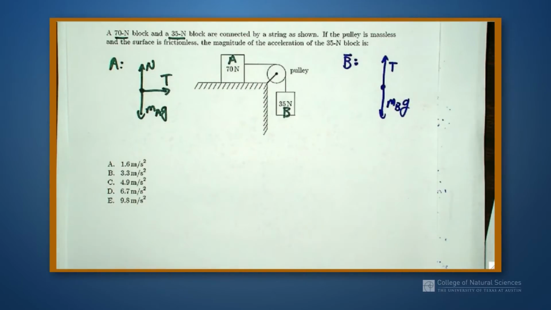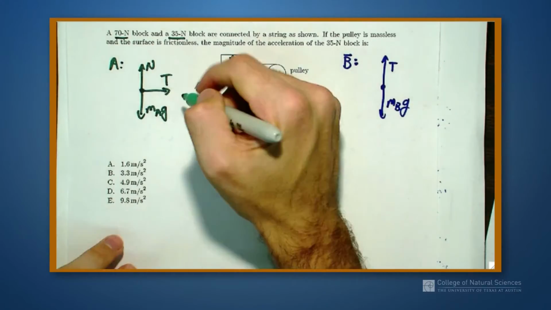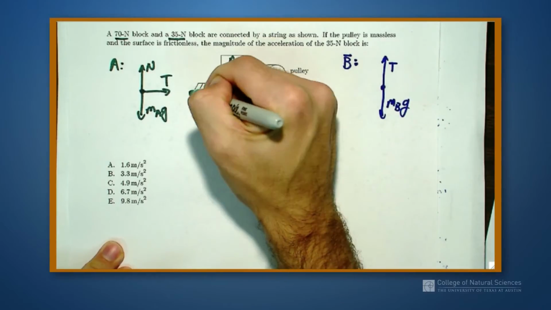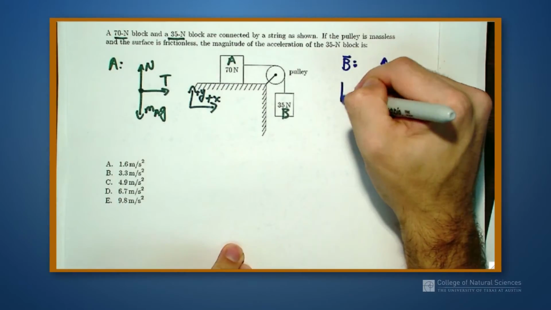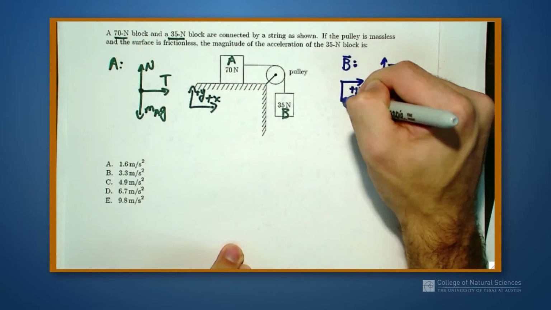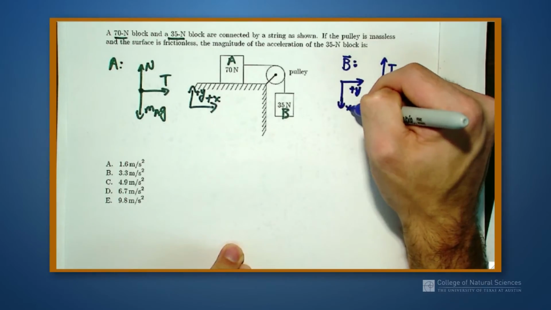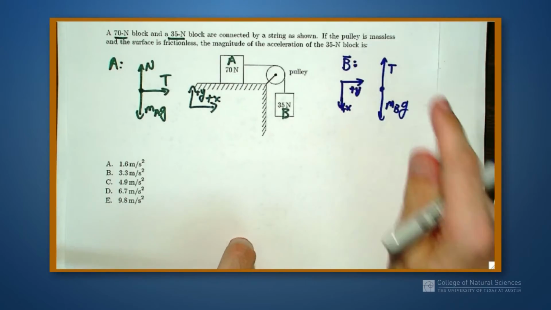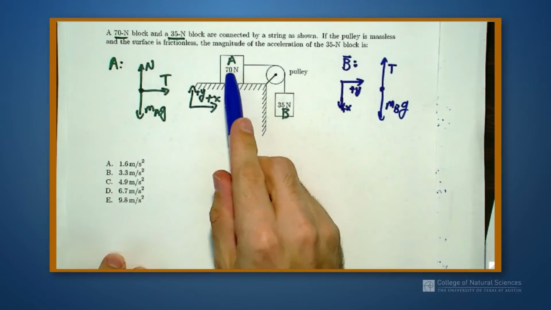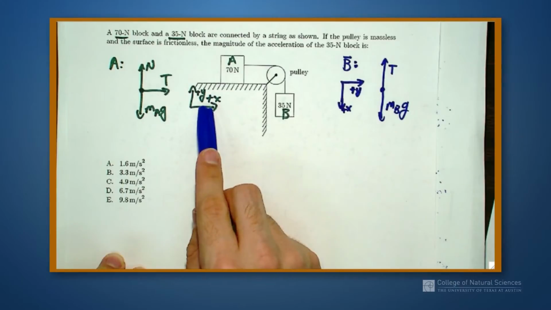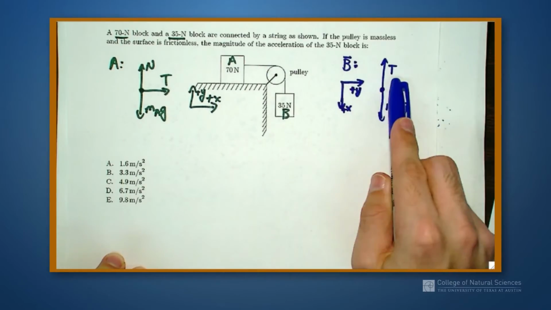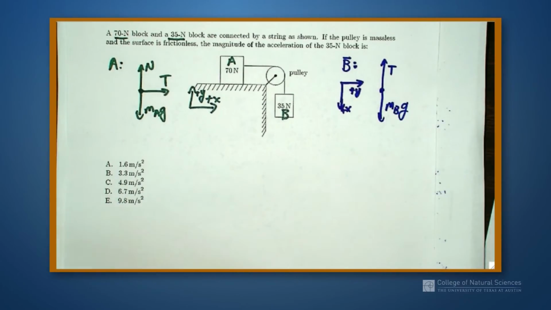So now I have my free body diagrams. I'm going to set a coordinate system. I'm going to set positive x to the right, positive y up for block A. And to be consistent, I'm going to do positive y to the right and positive x to be down for block B. Really why I'm doing that is because if block A moves to the right, block B moves down. So if block A moves in the positive x, block B will move in the positive x as well.